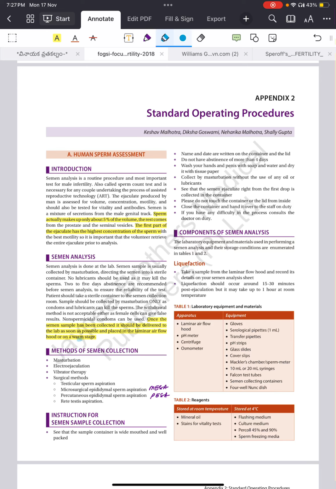Okay, good evening, guys. Today I'll tell you about some standard operative procedures which are used in ART.